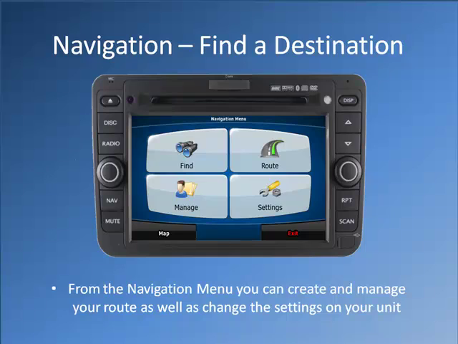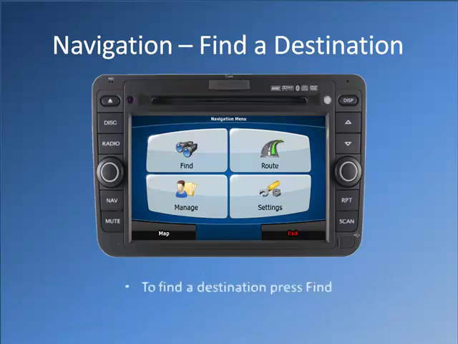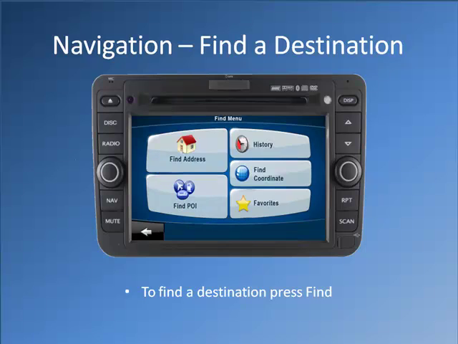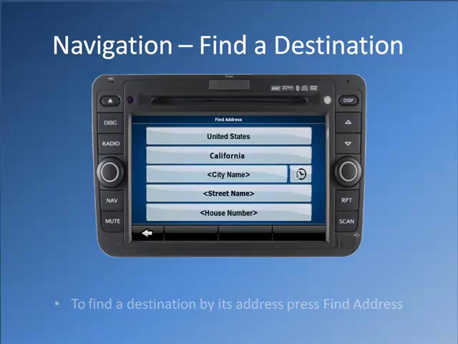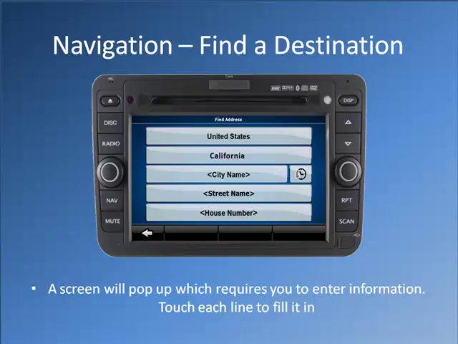From the navigation menu, you can create and manage your route as well as change the settings on your unit. To find a destination, press Find. To find a destination by its address, press Find Address. A screen will pop up which requires you to enter information. Touch each line to fill it in.